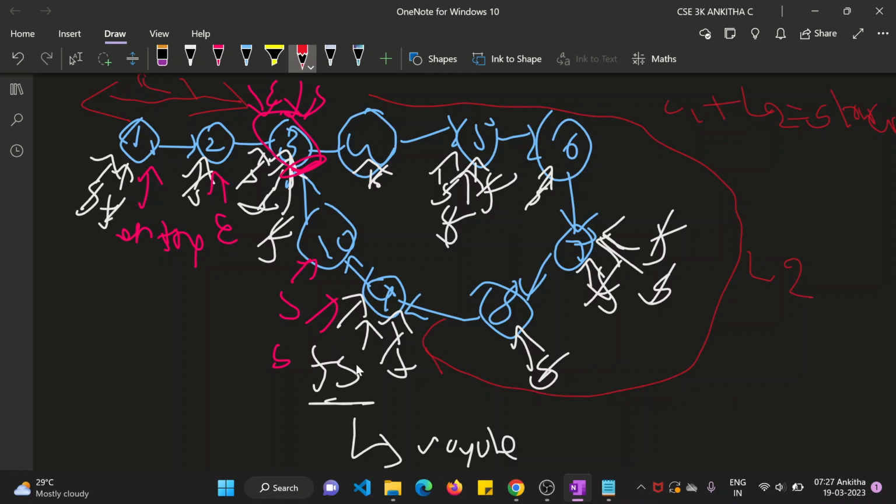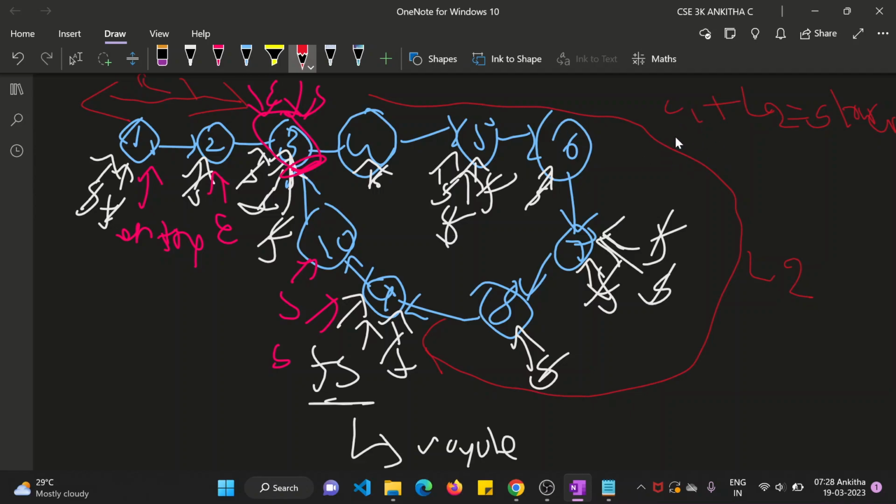Slower has moved till this point. And if you see the faster, it has moved L1 plus L2 path, but at the same time it has completed some rounds already in this cycle, because slower is moving one node ahead, but faster is moving 2 times the slower. So by the time slower is moving one node ahead, faster is moving 2 nodes ahead. You can observe here, faster has completed some 2-3 cycles over here, right?